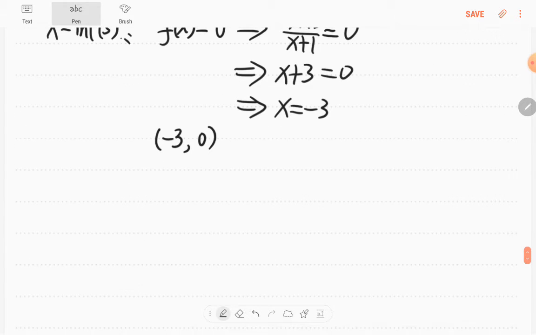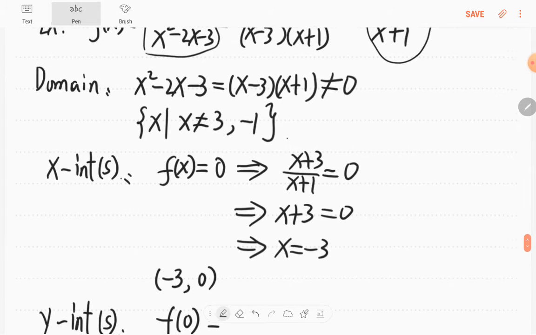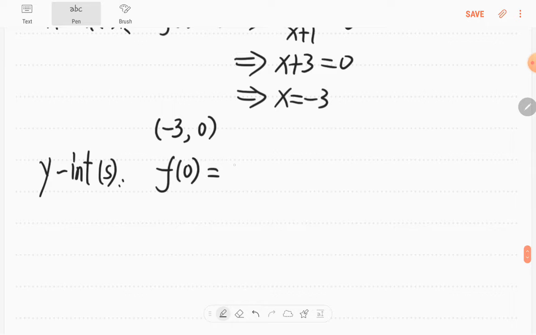So y-intercept, we just set x to be 0, we just find f of 0. F of 0 equals what? We just plug in 0. So it would be 3. So (0, 3) would be your y-intercept.